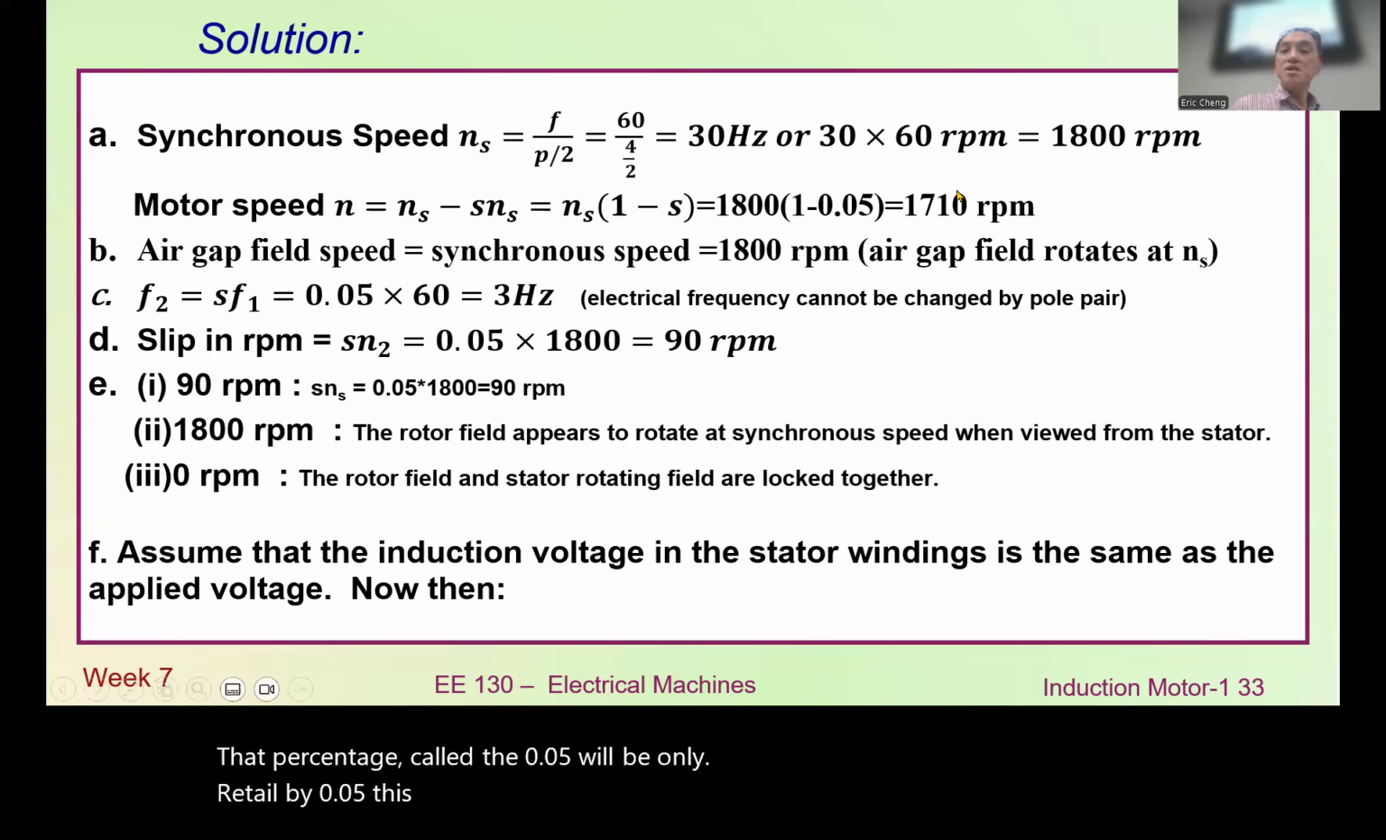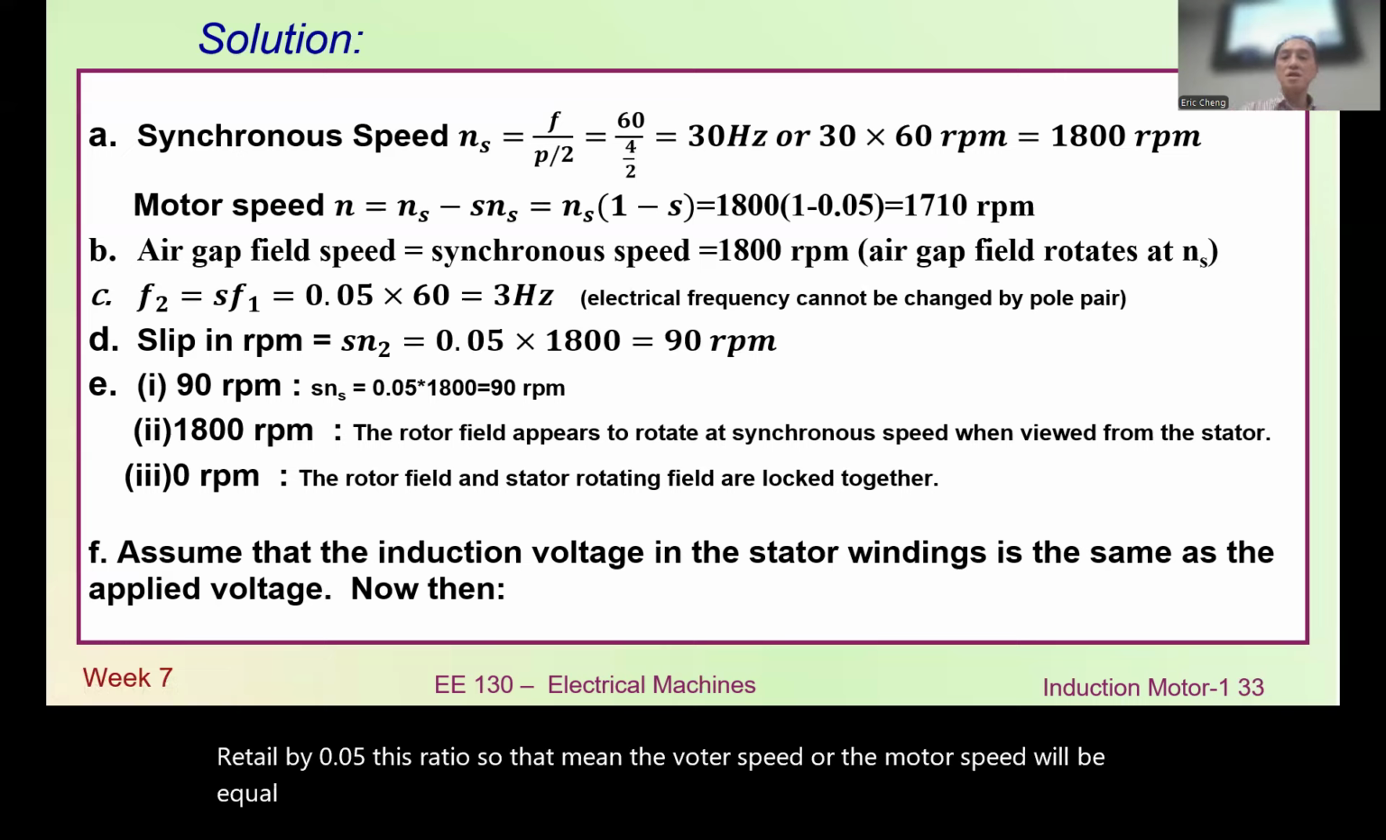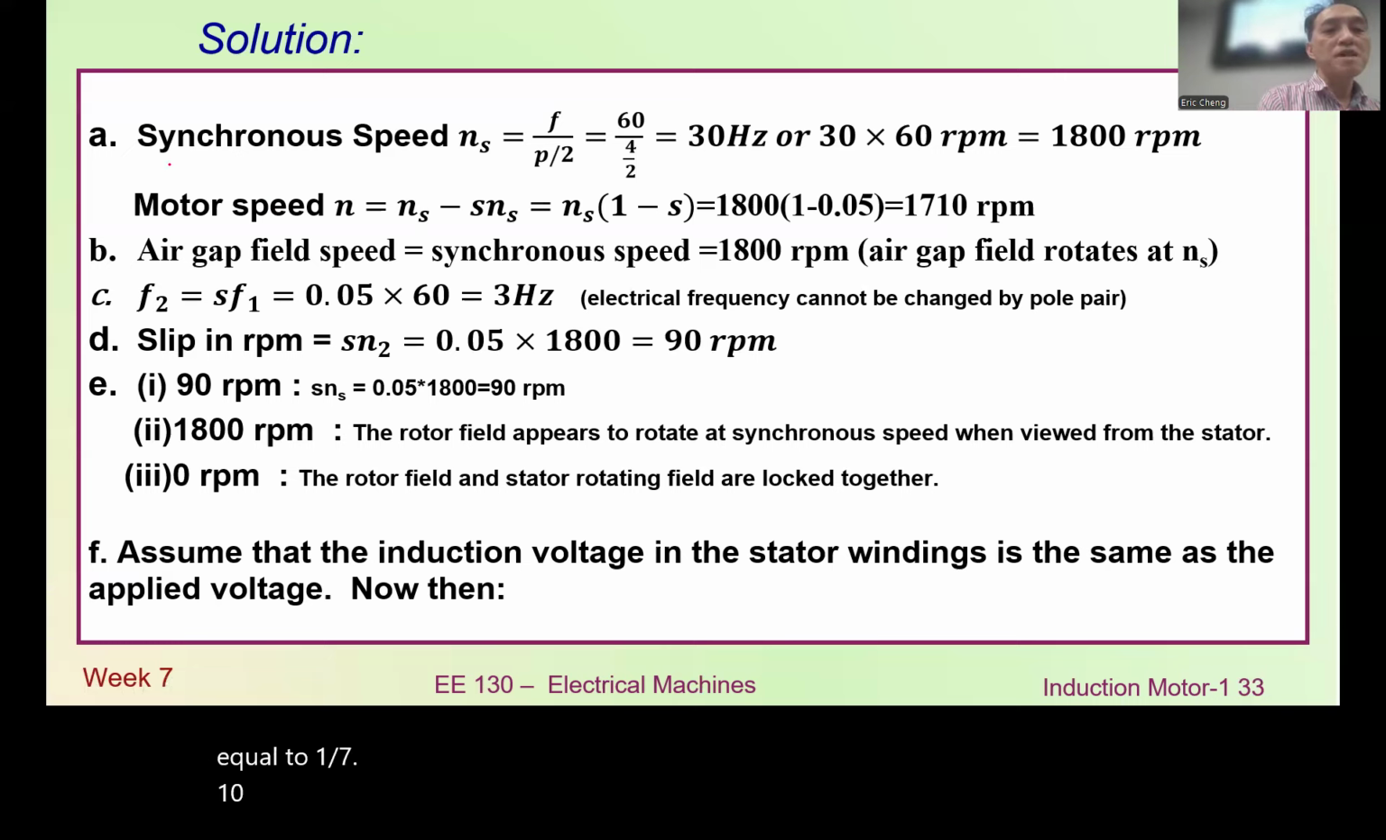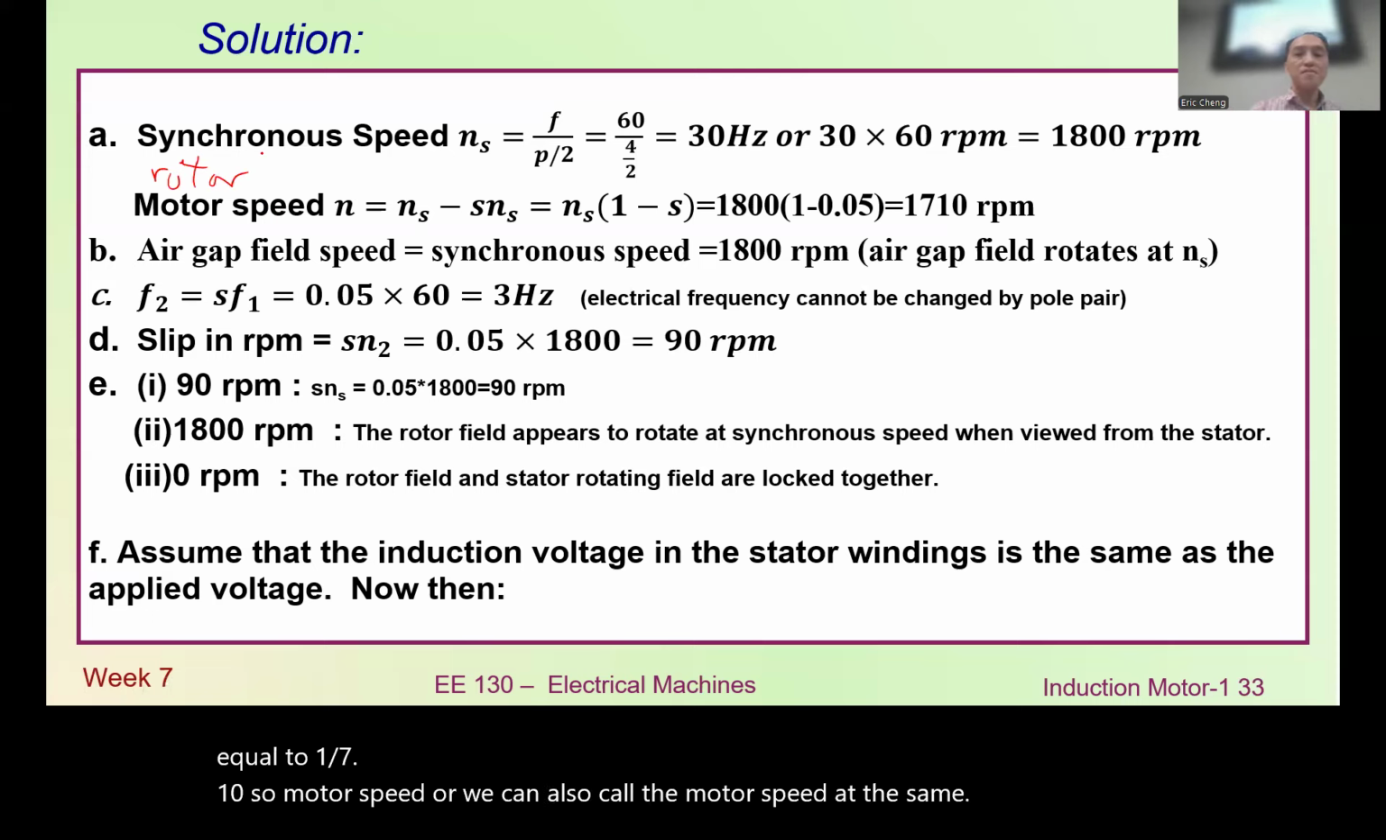So that means the rotor speed or the motor speed will be equal to 1,710. The rotor speed and the motor speed are the same. Let me talk about that.